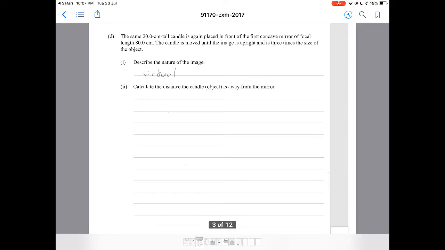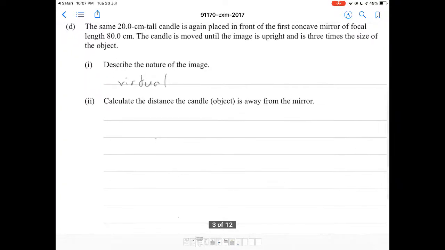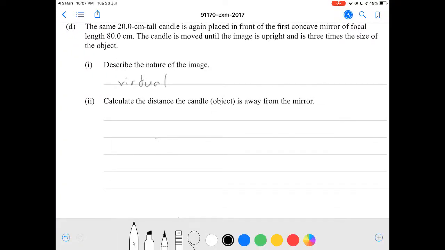So the same 20 centimeter tall candle is again placed in front of the first concave mirror of focal length 80 centimeters. The candle is moved until the image is upright and is 3 times the size of the object. Okay, so calculate the distance the candle object is away from the mirror. That's basically the DO we want to find.